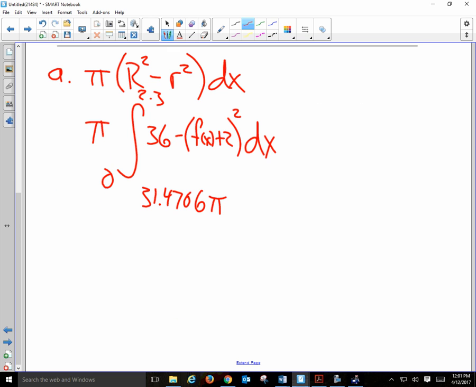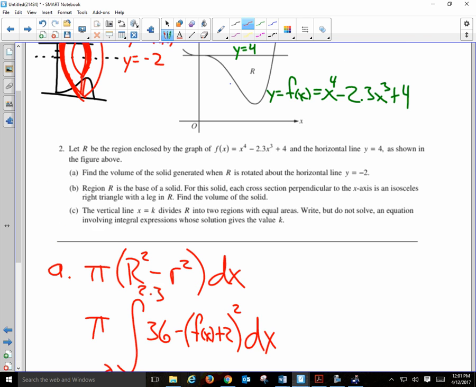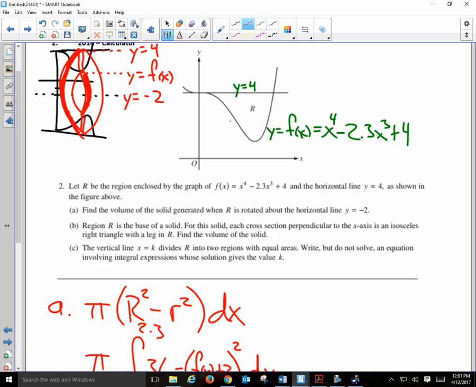All right, B. B says region R is the base of a solid. For this solid, each cross-section perpendicular to the x-axis is an isosceles right triangle with a leg in R. So I've got this piece, and as I draw it out, I've got that left over, okay? So what's going to be this dimension right there?